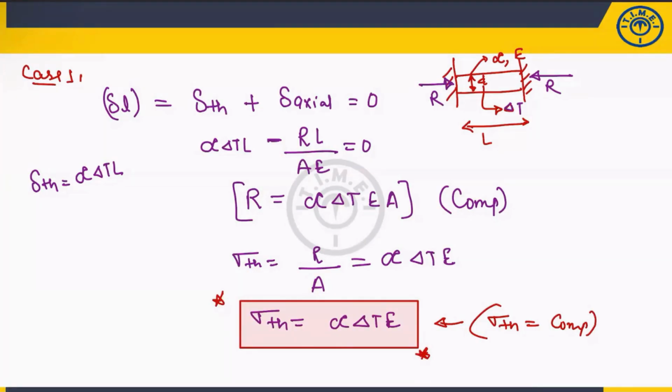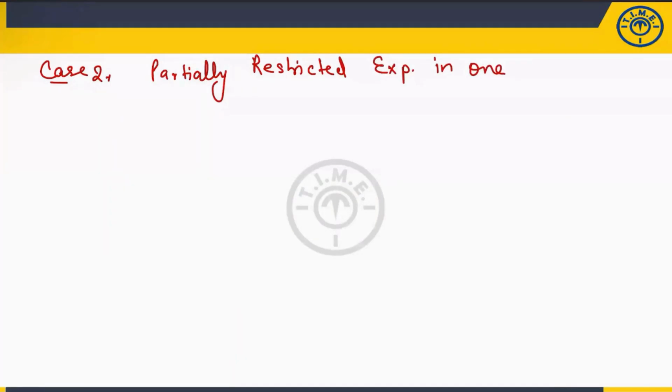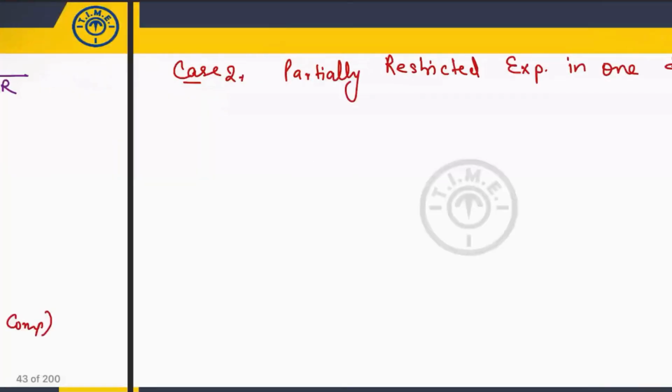Okay. Now, the second thing, what I'm doing, I'm just giving some amount of expansion. Okay, it can expand a little amount. I'm not fixing this end. So let us suppose, just 1 second. Case number two, the partially restricted expansion in one direction. Partially restricted expansion in one direction.